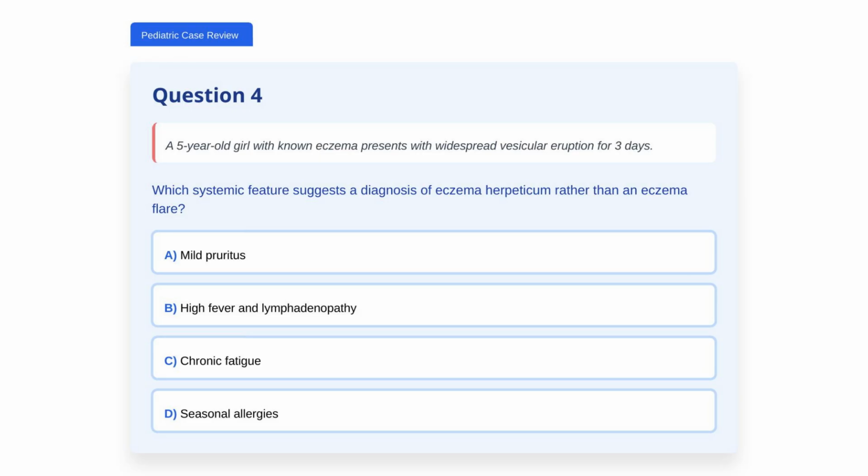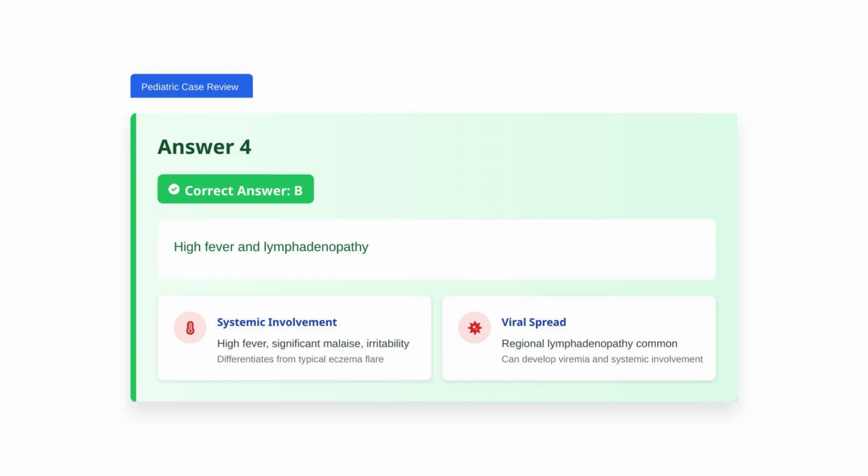A 5-year-old girl with known eczema presents with widespread vesicular eruption for 3 days. Which systemic feature suggests a diagnosis of eczema herpeticum rather than an eczema flare? Is it mild pruritus, high fever and lymphadenopathy, chronic fatigue, or seasonal allergies? The correct answer is B.